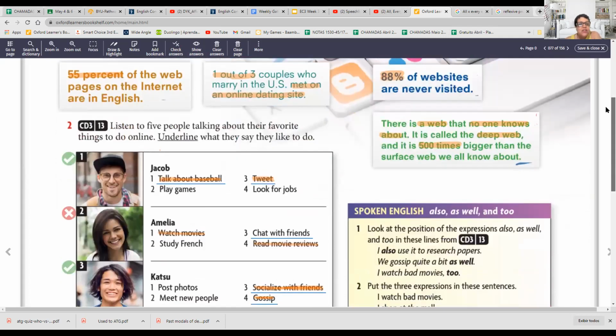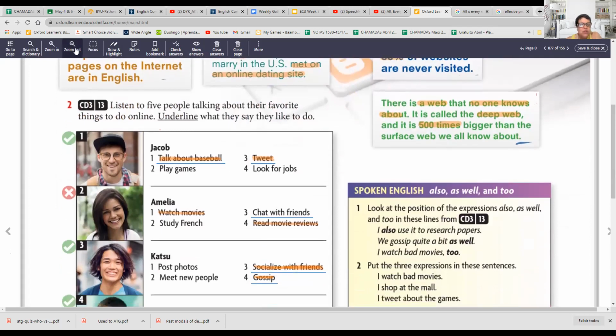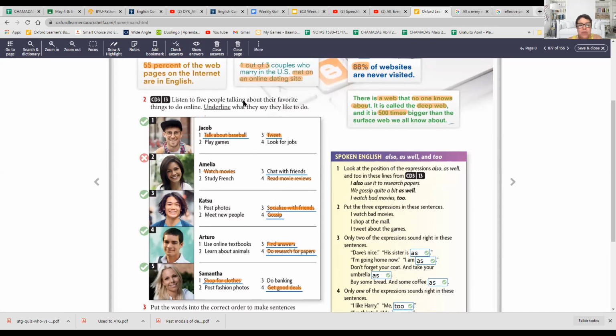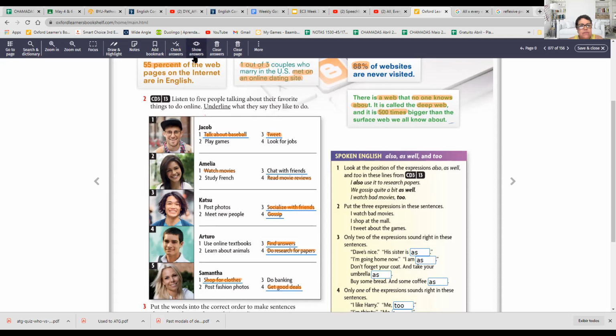That's really crazy. So let's take a look at number 2. I will just zoom out so you can have a better view. Look at number 2, Larissa. Listen to 5 people talking about their favorite things to do online. Yes, of course. That's true. That's true. It's not updated. Yes. So listen to 5 people talking about their favorite things to do online. Underline what they say they like to do. So here we already have the answers, but we can listen to that no problem. So let me just, okay.